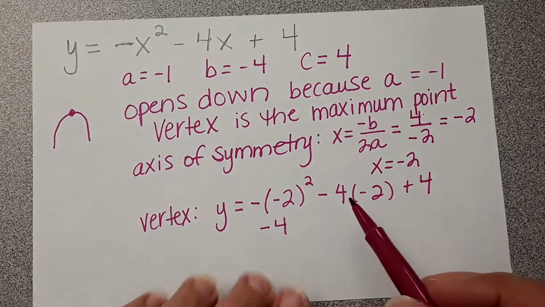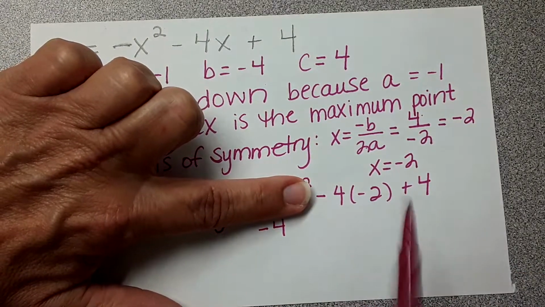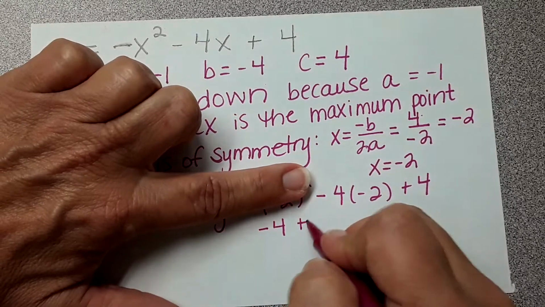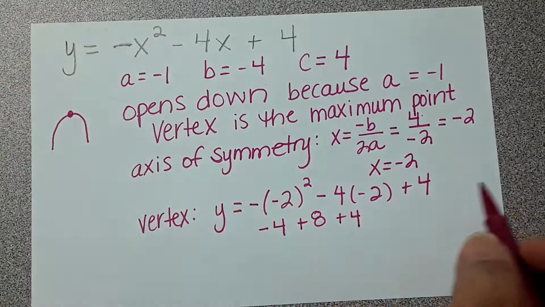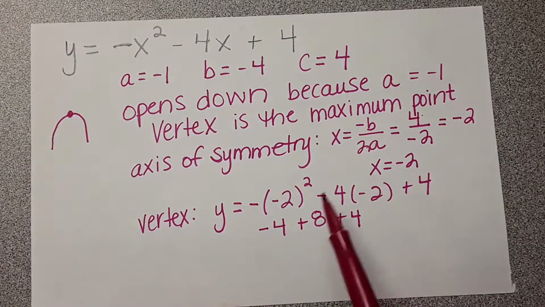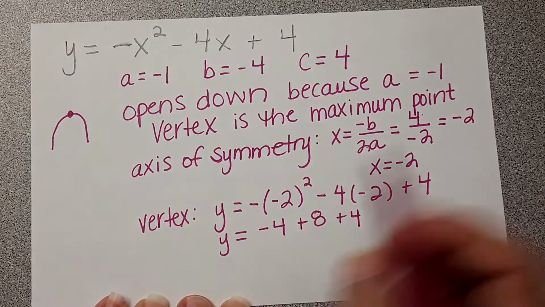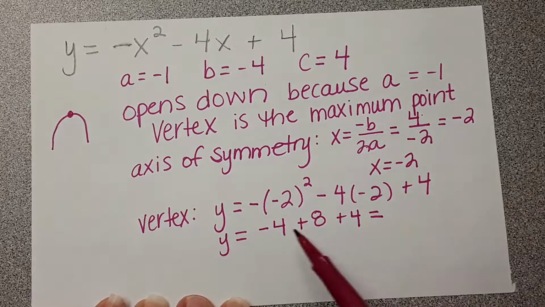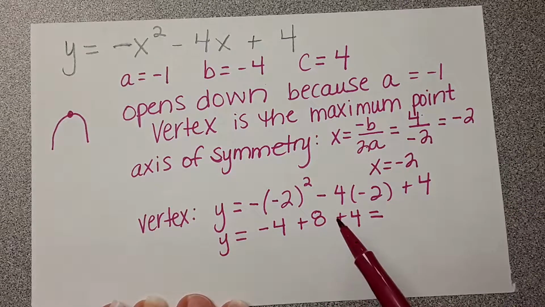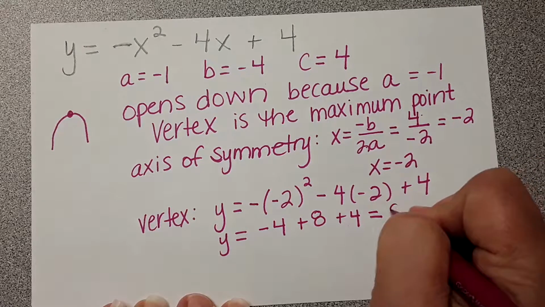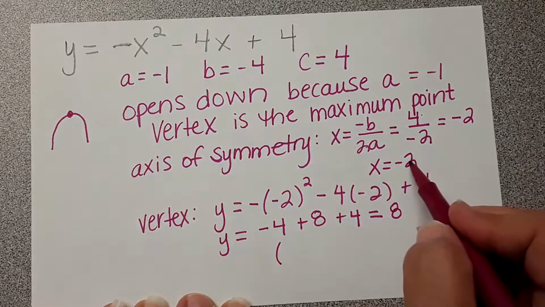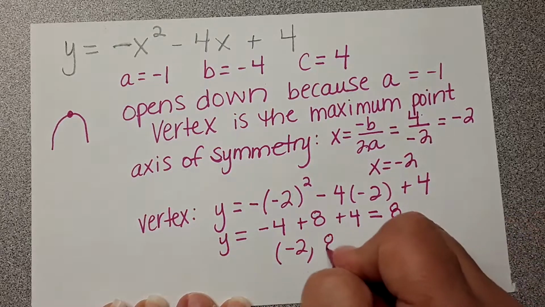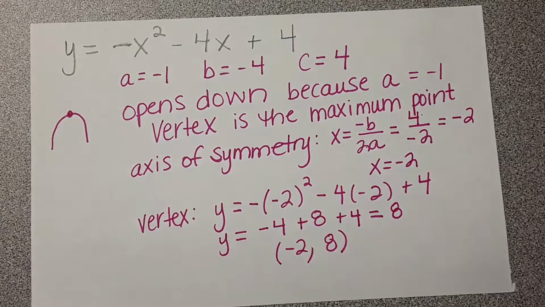-4. Then, if I take this apart, -4 times -2 plus 8 plus 4. -4 plus 8 is +4. 4 plus 4 is 8. So my vertex is -2, 8. Now from this, you guys, you can know everything else.